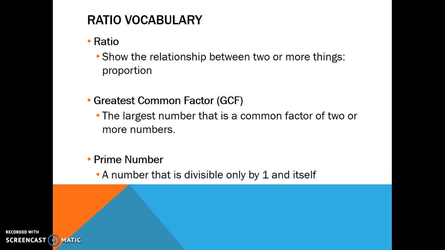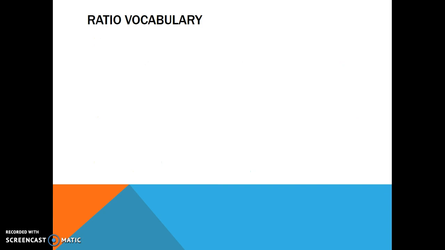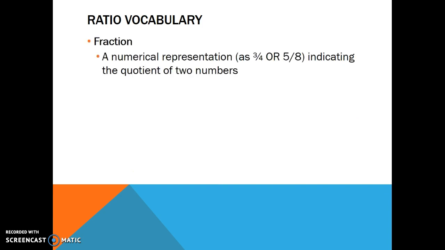A prime number is a number that is divisible only by 1 and itself. Hopefully this is a review for you. Some examples of prime numbers would be 2, 3, 7, 11, 13. We could go on because there are many of them. All right, a few more vocab words.